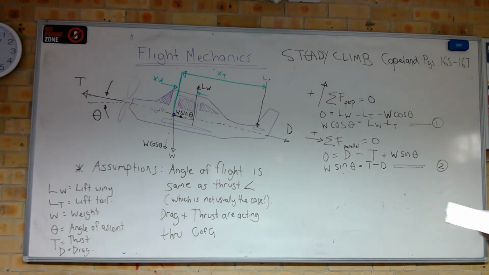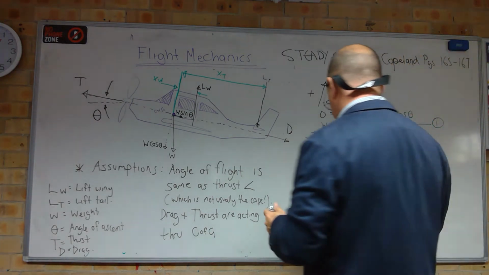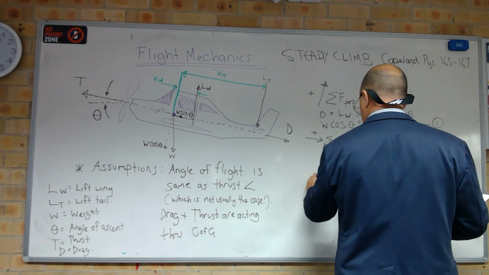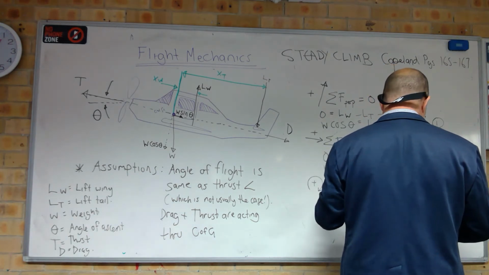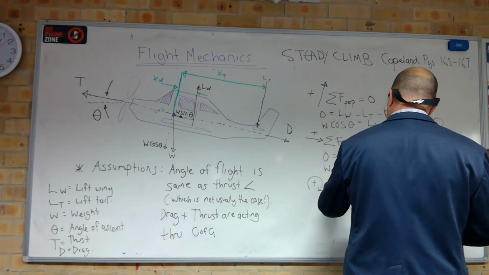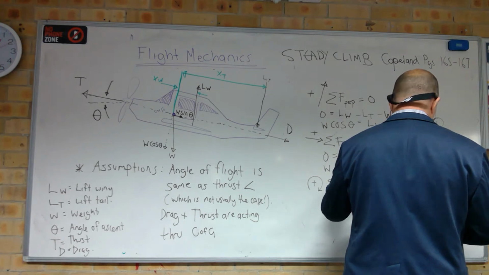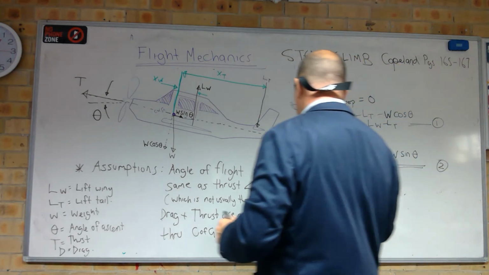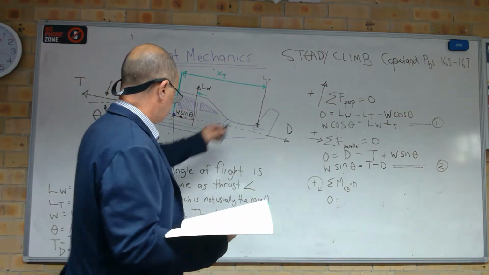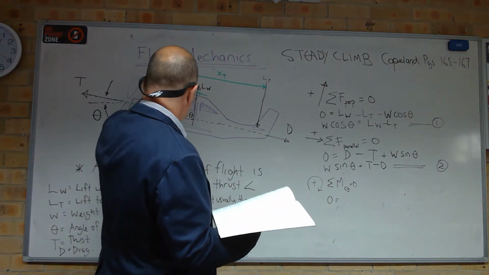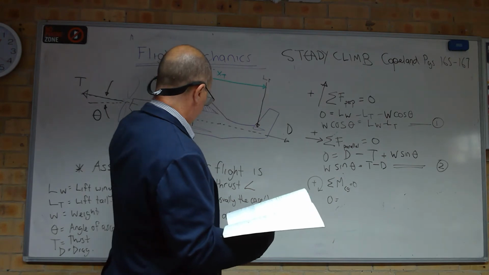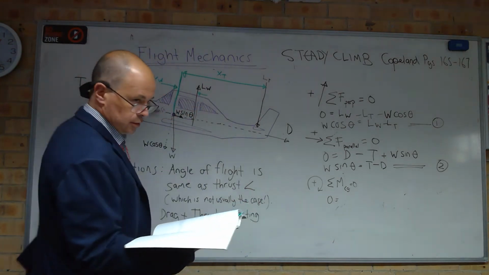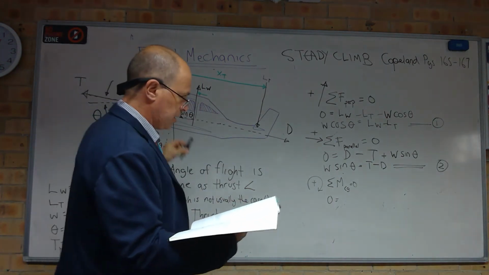Okay. And then he takes moments about the centre of gravity. So the sum of moments about the C of G is equal to 0. So 0 equals, he said, lift of tail times this distance to the centre of gravity, xt, parallel to the angle of ascent. Okay, so it's a bit like the wheelbarrow problem.